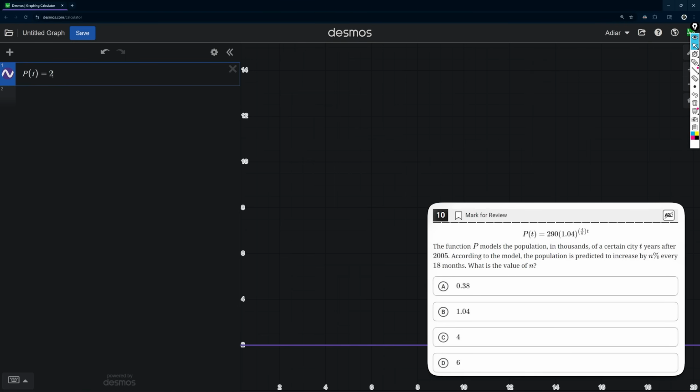So P of t is 290 times 1.04 to the power of, and since we have a sort of complex exponent, we want to make sure to use parentheses, and that'll allow us to type more inside the parentheses. So 4 over 6 t. Now it's saying the population is predicted to increase by N% every 18 months.